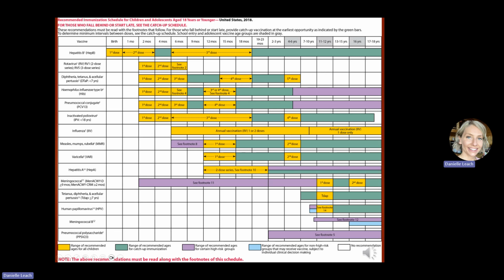So this is a chart of the recommended immunizations for children. You do not need to memorize this chart by any means. Its purpose is to allow you to see when children are getting these different vaccines and how many doses they get. We'll go over some of the vaccines specifically, but we don't need to memorize exactly when each immunization is given.